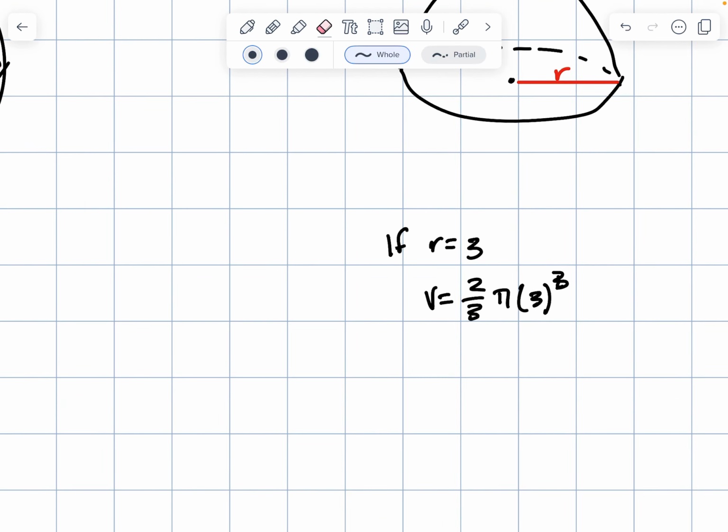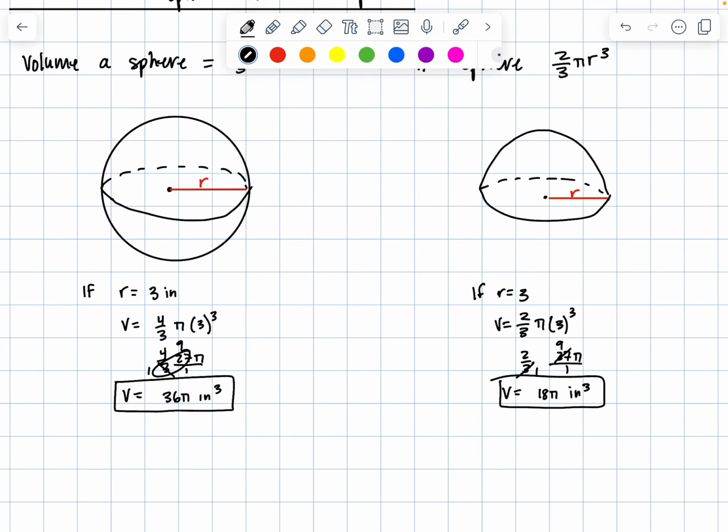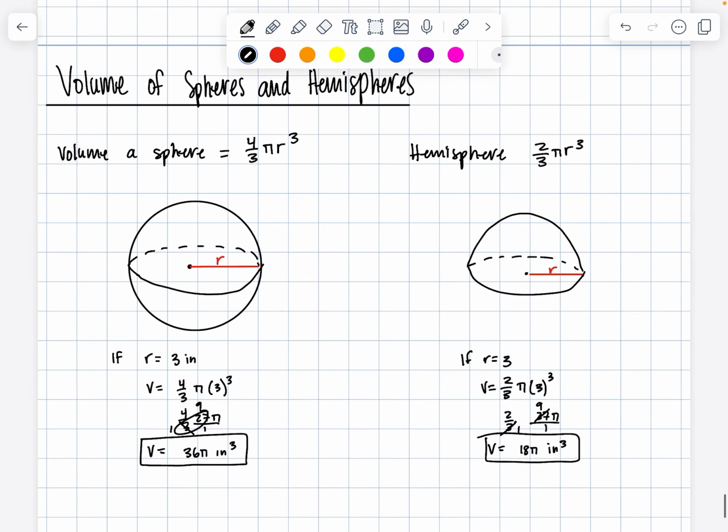And let's clean that up just a little bit. Once again, 3 cubed is 27. We have 2/3, 27 pi. 3 times 3 divided by 27 once again is 9, so we get 2 times 9. So this cancels out. Here we get 9 and 1. 2 times 9 is 18, so we get 18 pi inches cubed. And we are done. All right. So that is volume of spheres and hemispheres.